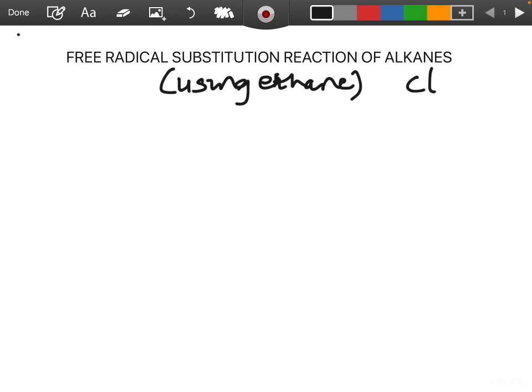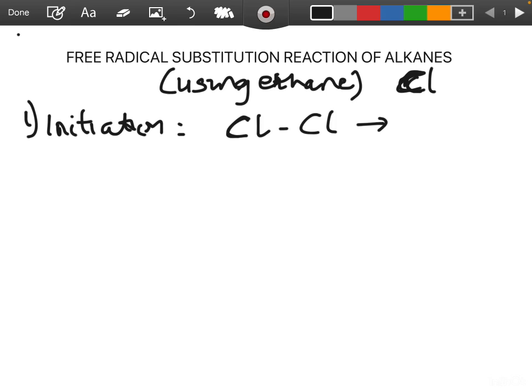So we're using chlorine. The first stage of this free radical substitution is initiation. During initiation, the chlorine-chlorine bond is broken homolytically to form two chlorine radicals. This reaction occurs in the presence of UV light in the sun.